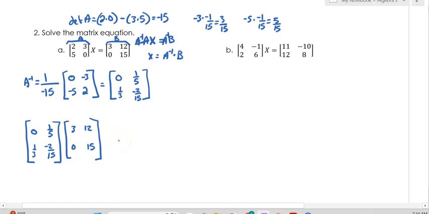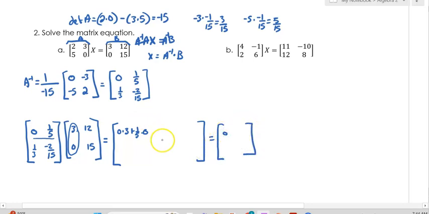Okay, so it's a 2 by 2 by a 2 by 2, so it's going to create another 2 by 2. All right, so the first thing I'm going to do is I'm going to do this top row times this first column. So I'm doing 0 times 3 plus 1/5 times 0. That just gets me 0. All right, I'm going to do the top row times the second column. So I get 0 times 12 plus 1/5 times 15. All right, that gets me 3.